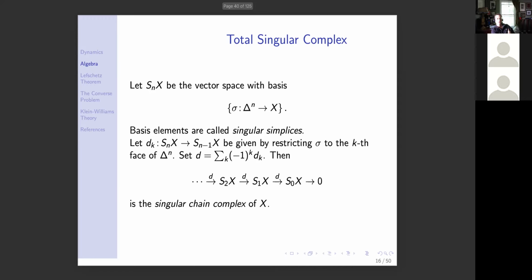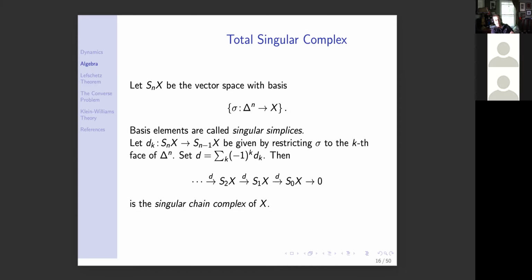And you can restrict a singular simplex to an n-1 dimensional face of delta n. There are n+1 such faces. So we can let d_k be the restriction to the kth face, and then take the alternating sum of that restriction map, and that's a homomorphism. So that's D, and this gives you a way of passing from the vector space of singular n simplices to the vector space based on the singular n-1 simplices.